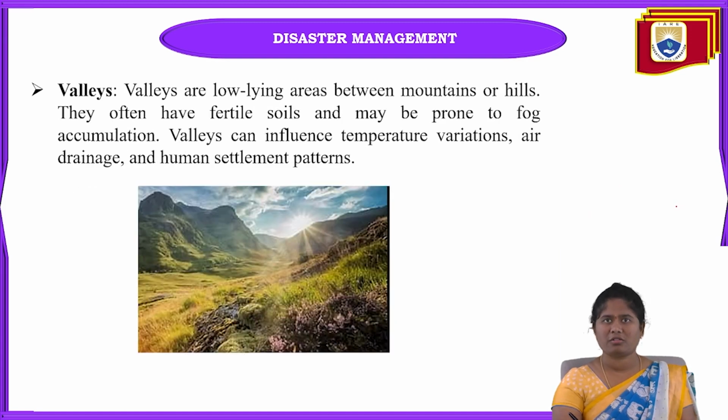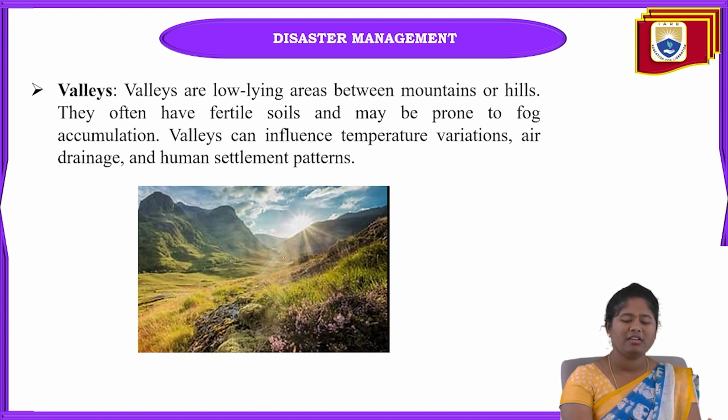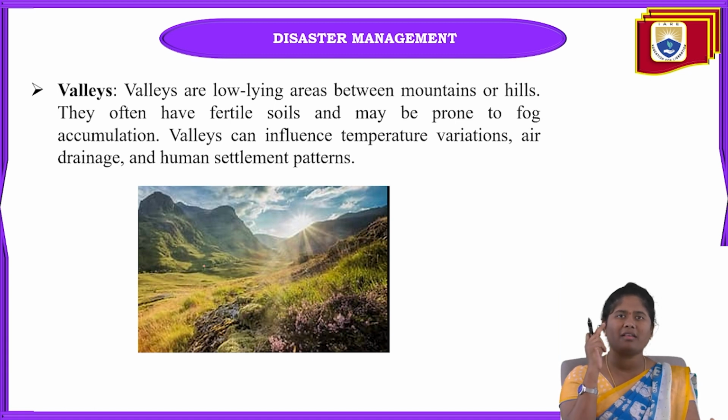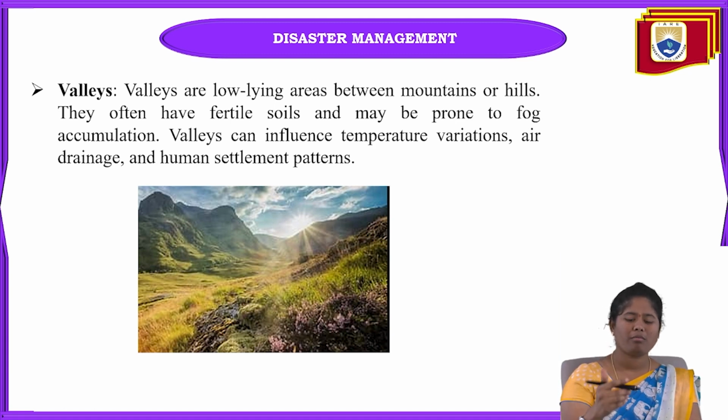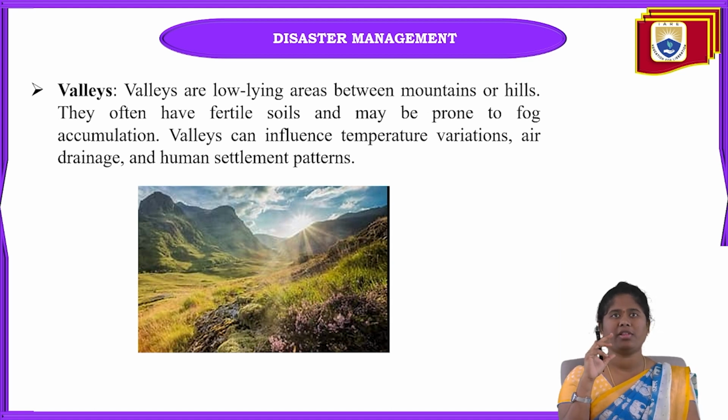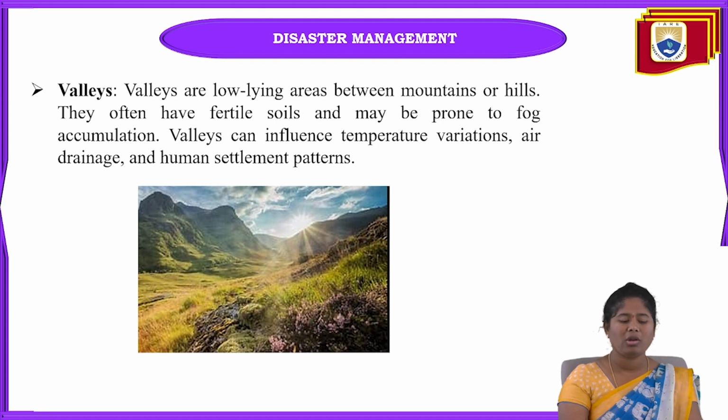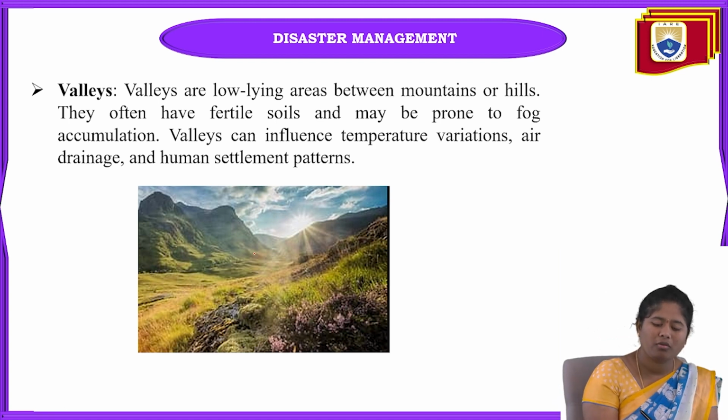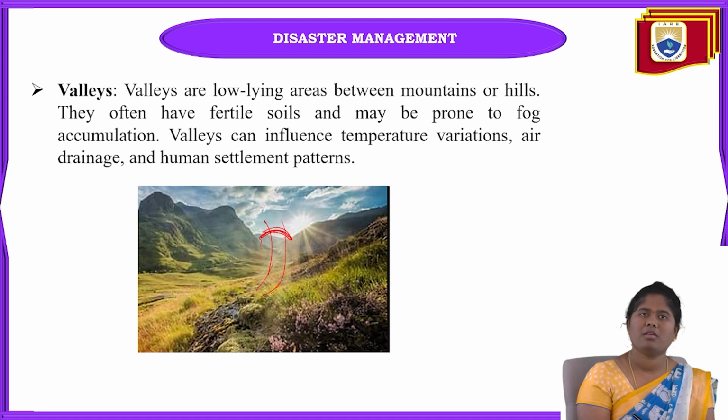Coming to the next one, that is valleys. Valleys are low-lying areas, meaning their height is not as high as the mountains. Mountains have very high peaks, but valleys are low-lying areas. Between the mountains and hills, in the middle, there will be valleys. These are the low-lying areas.